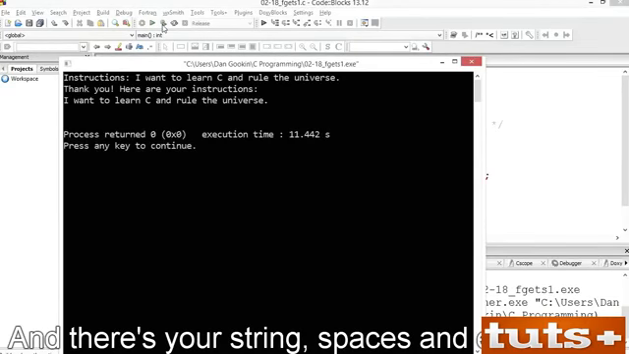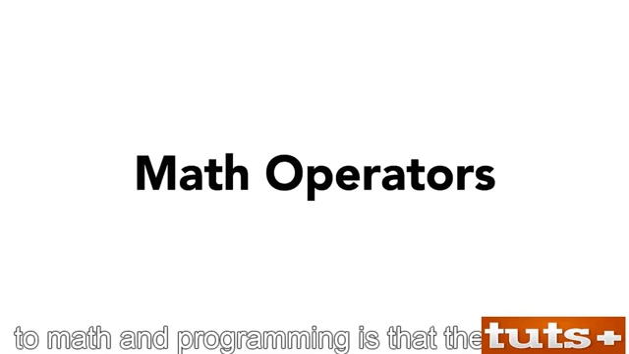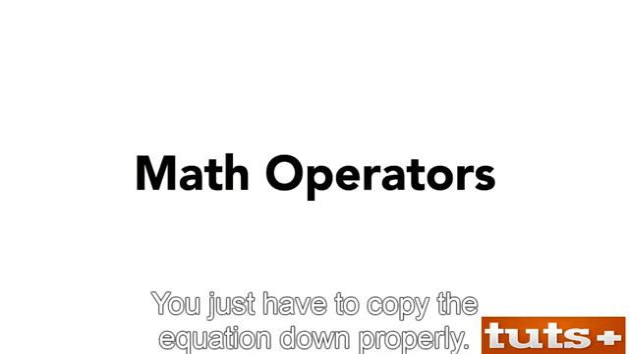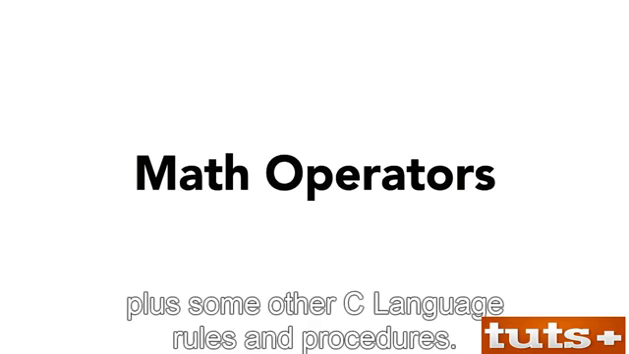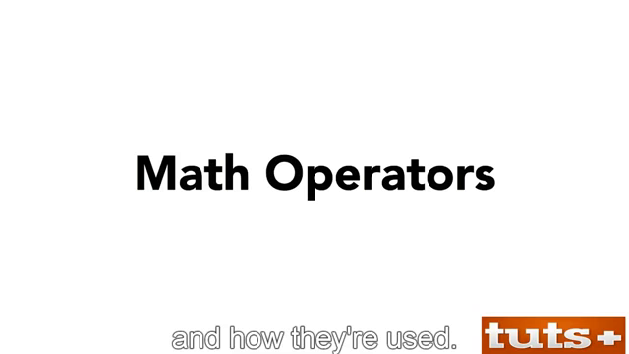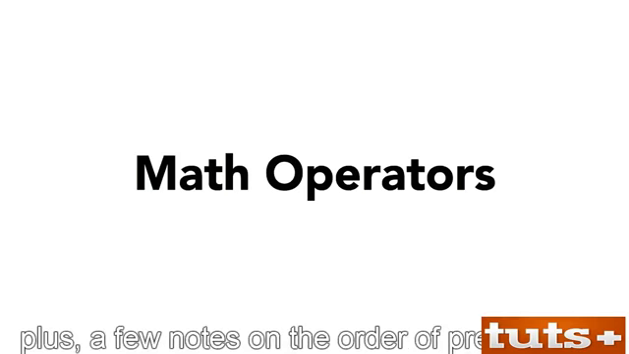The important thing to remember when it comes to math and programming is that the computer does the work. You just have to copy the equation down properly. To do so, you need to know a few math operators, plus some other C language rules and procedures. In this movie, I review the basic math operators and how they're used. Also explored are the increment and decrement operators, plus a few notes on the order of precedence, which determines which part of an equation is evaluated first.